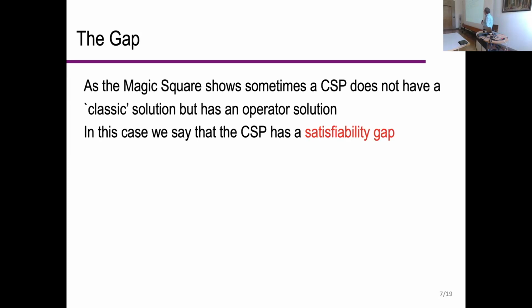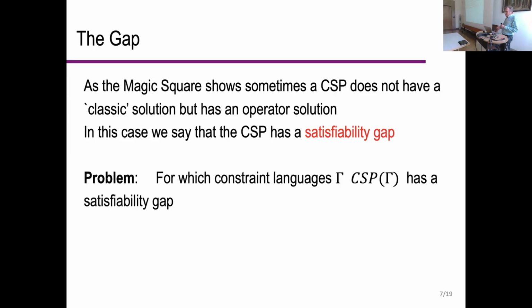Okay, so that's the research question: to figure out when my CSP has the satisfiability gap, meaning that there is an instance for which there is no classic solution, but there is an operator one, like magic square, for instance. Okay, so that's what I will try to answer.